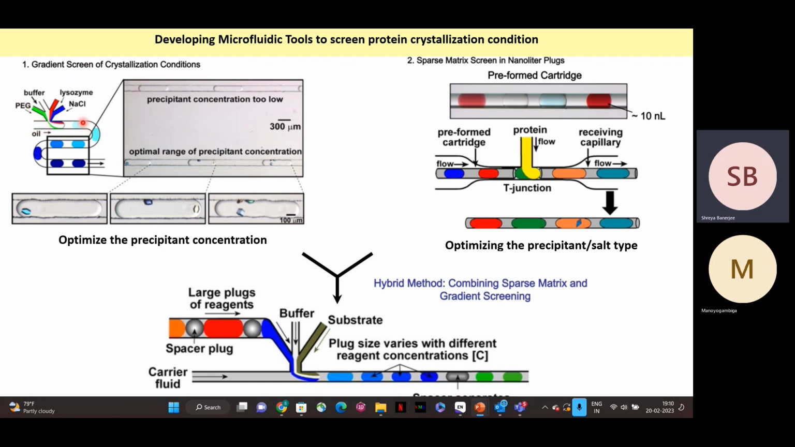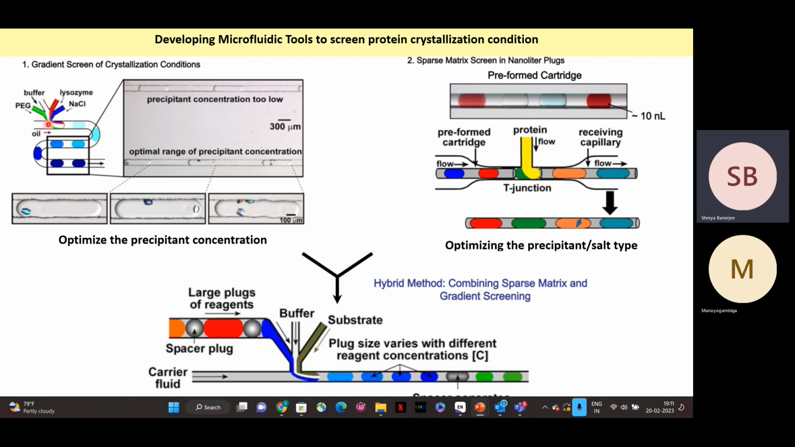So the precipitant here is polyethylene glycol. So suppose in the different drops, you have different concentrations of polyethylene glycol. And if you see the new crystal formation in each of the drops, you can find out what is the optimum concentration of polyethylene glycol for the best crystallization. In the example shown here, this concentration of polyethylene glycol seems to be the best because the best crystals are formed here.